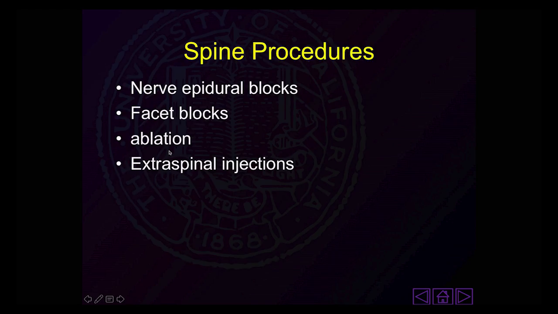So I thought we'd look at some of these very common spine injections that we do and that you may have heard of, and go over what we inject, how we inject, and where. And these include nerve and epidural injections, facet blocks, ablation, where we heat up or burn the nerves that can innervate some of these facet joints, and also injections into areas of pain that we may not think could be related to the spine.